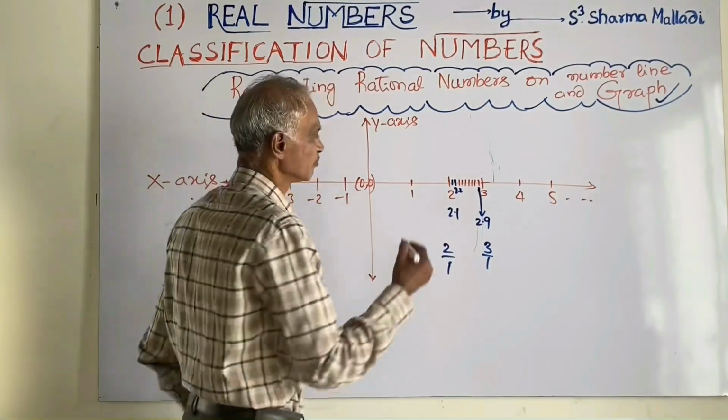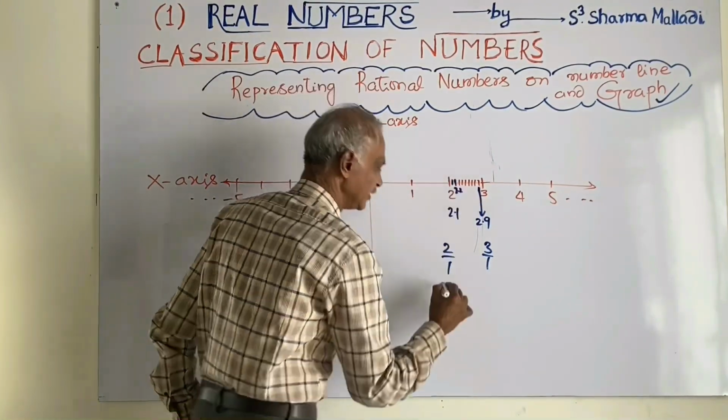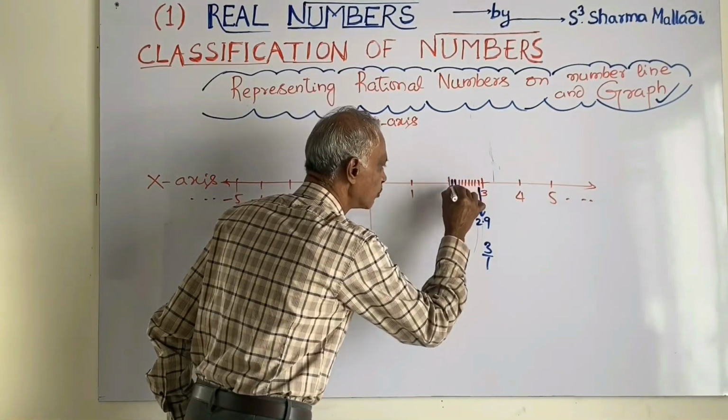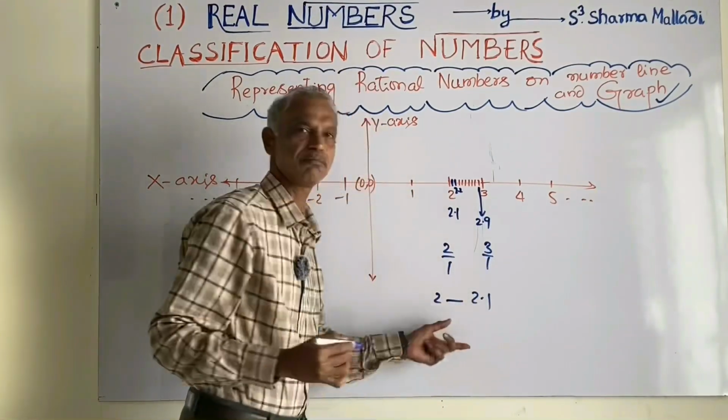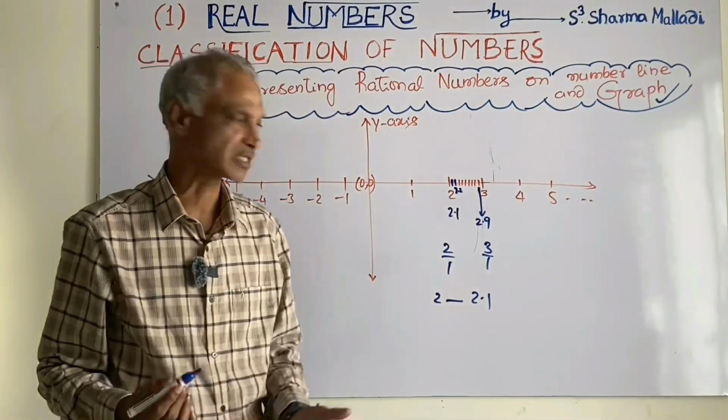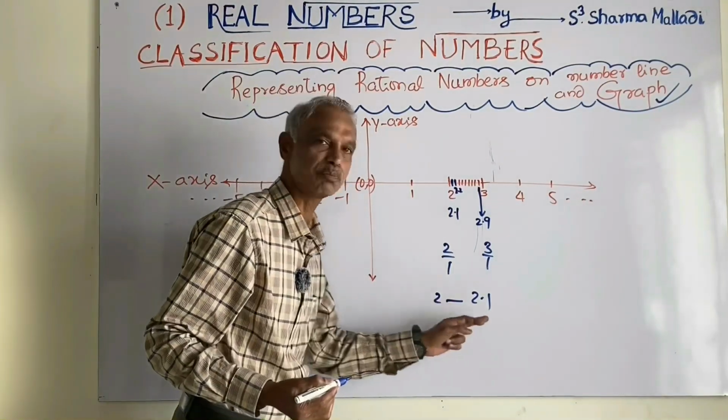And also, if you take 2 and 2.1, there are many infinite rational numbers between 2 and 2.1. How?